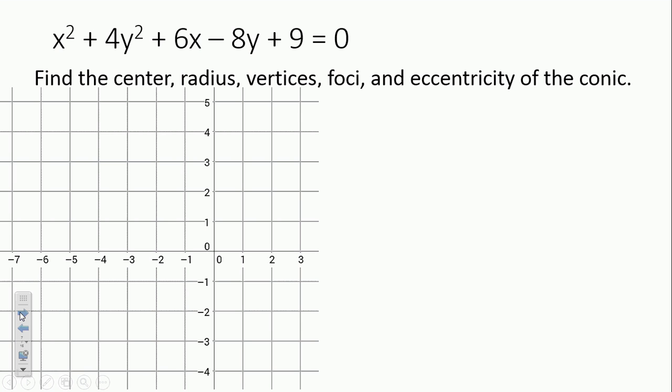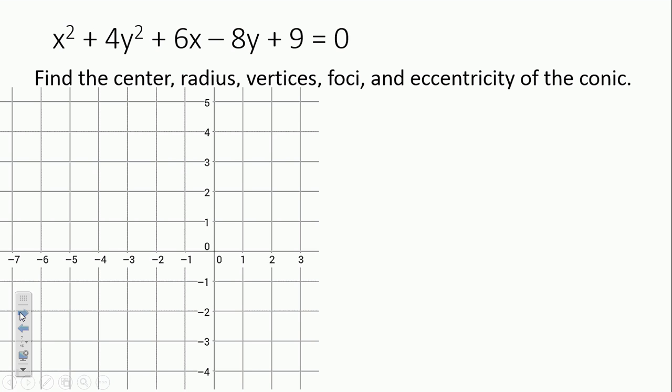So now we have an equation, and we need to put it in standard form so that we can find the center, the foci, the vertices, and the eccentricity of our conic. So when we have x squared plus 4y squared plus 6x minus 8y plus 9 equals 0, what do you think the first step is going to be?